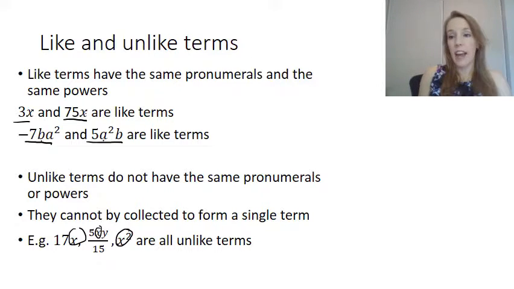Our first is just x by itself. In our second one here, we've got xy, so it's being multiplied by y as well, which makes it have a different pronumeral. And in our last one here, it's x being raised to the power of 2, which is unlike the others. So all of those are unlike terms, even though they contain x.